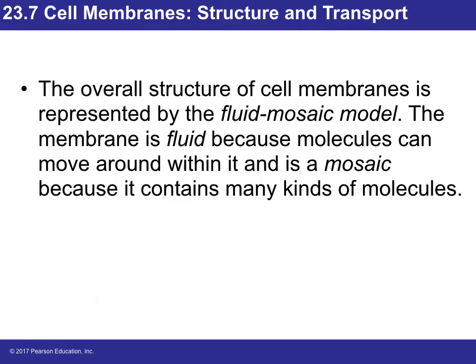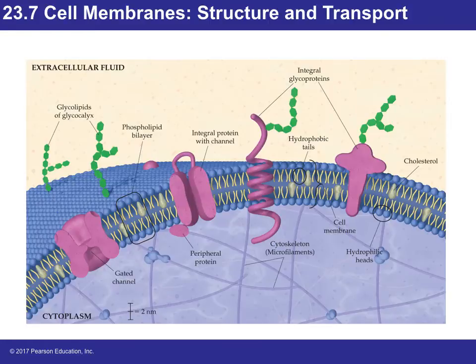So this is very important because this is going to be what we represent by the fluid mosaic model. Membrane is fluid because molecules can move around within it, and is a mosaic because it contains many kinds of molecules. You should look at that picture, that diagram, very carefully. You have here on the top the extracellular fluid. Inside is the cytoplasm, so the inside of the cell. You look at here the phospholipid bilayer, and you see many different components.